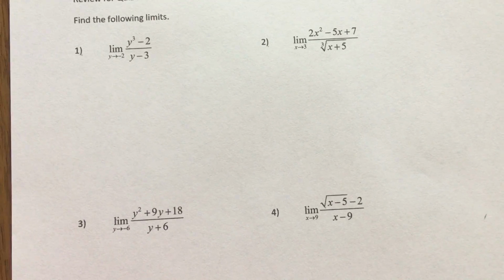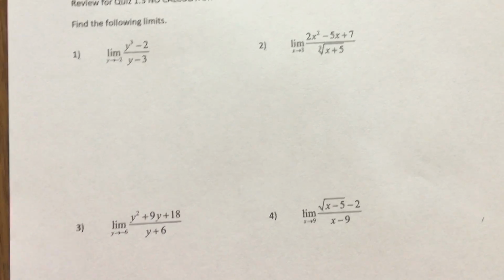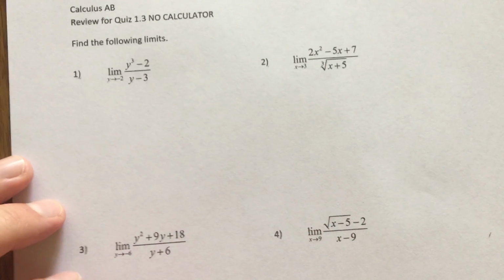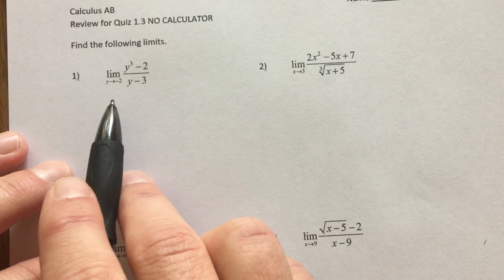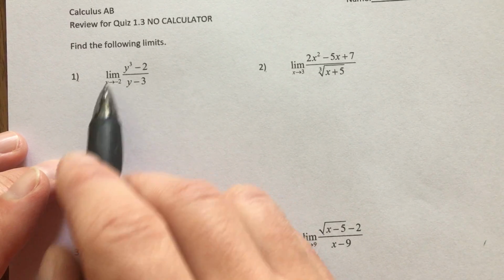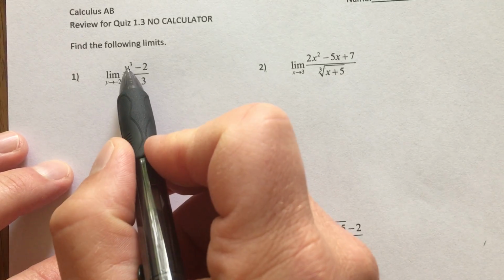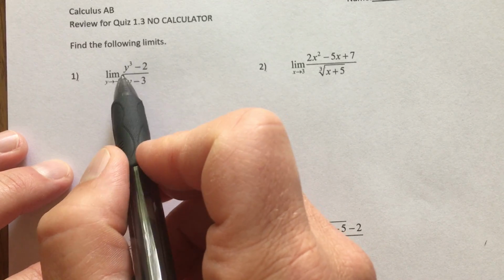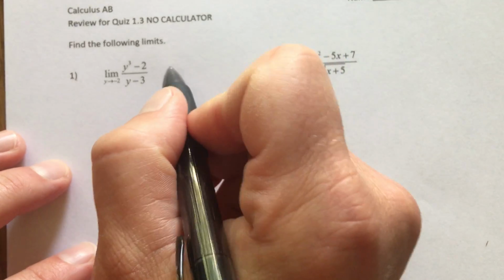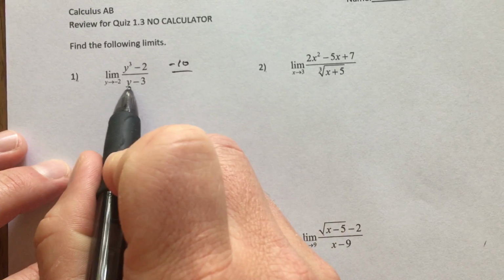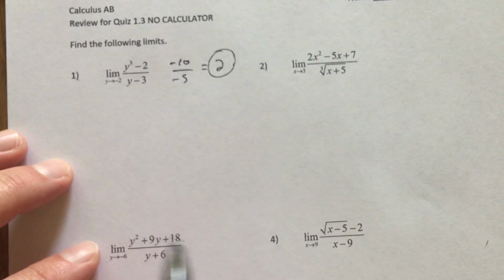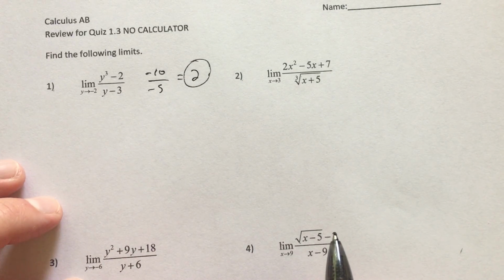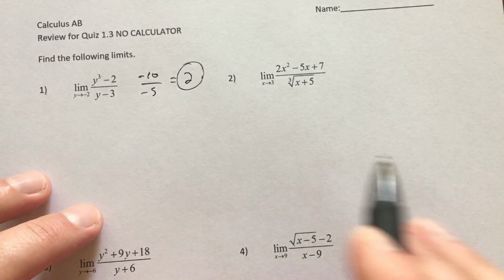All right, this is worksheet 1.3. We're not necessarily doing a quiz on it, but just to give you an idea how to do these without a calculator. On the first one, you should always, with a limit, plug it in and see what happens, right? If I put -2 in there, -2 to the third power is -8. -8 minus 2 is -10. And -2 minus 3 is -5. We end up with 2. If you get an answer, that's your answer, right? You don't have to do anything else or worry about.